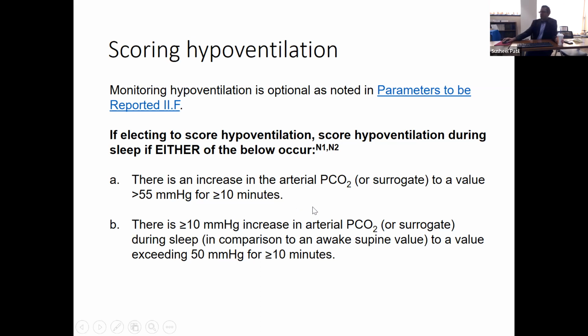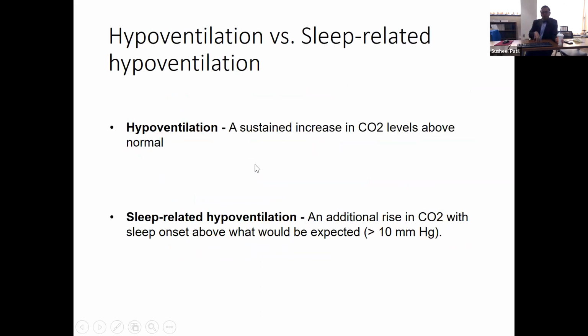Again, these are just bare minimum definitions. Whether this is clinically significant hypoventilation that warrants treatment is a whole other subject. And one thing I want to bring your attention to is to make a distinction between hypoventilation, which is chronic, versus so-called sleep-related hypoventilation, or hypoventilation that occurs because you're asleep, right? So in other words, hypoventilation is a sustained increase in CO2 above normal, right? So these are patients with chronic lung diseases, muscular disorders, etc.